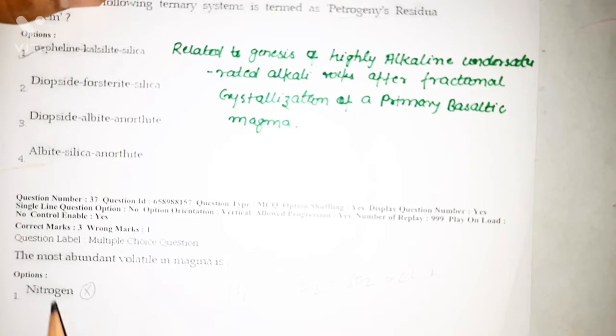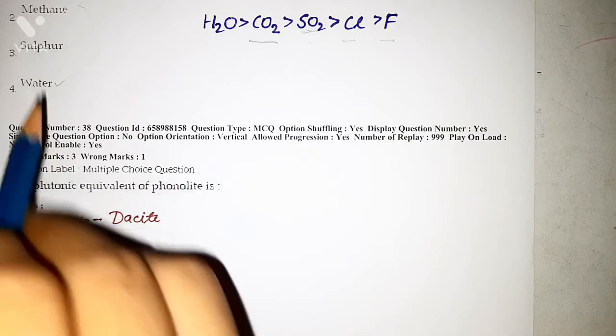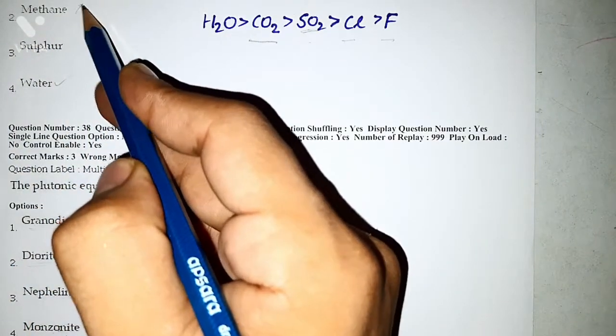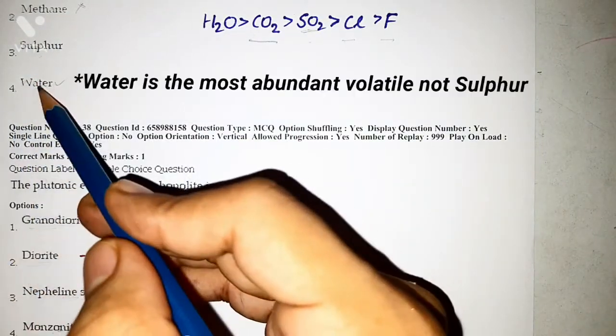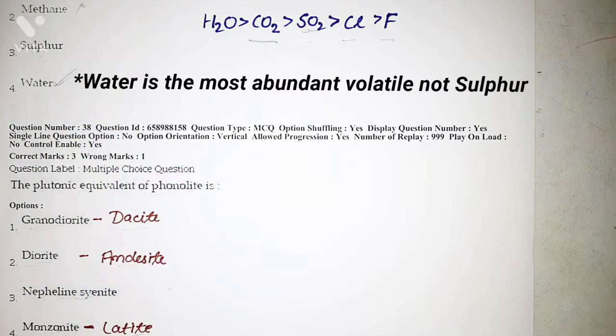Now let's check the options. First one is nitrogen, so this is not the most abundant volatile. Next is methane. Methane is also not the most abundant volatile. Sulfur, and then water. Sulfur is not the most abundant volatile in the magma, so the correct answer is water.